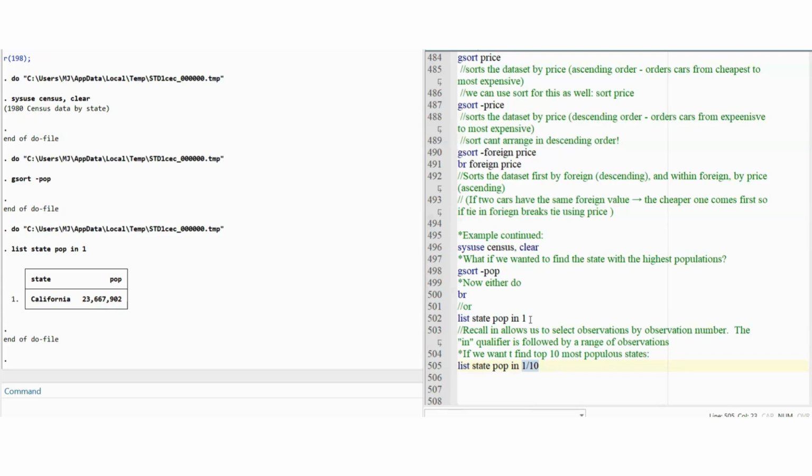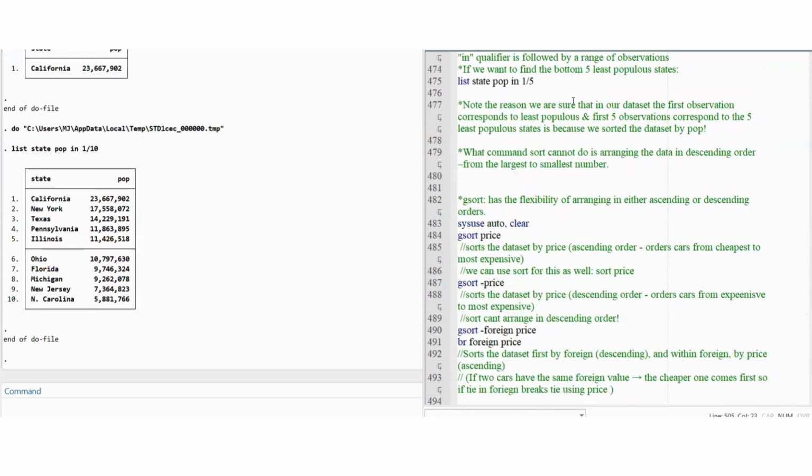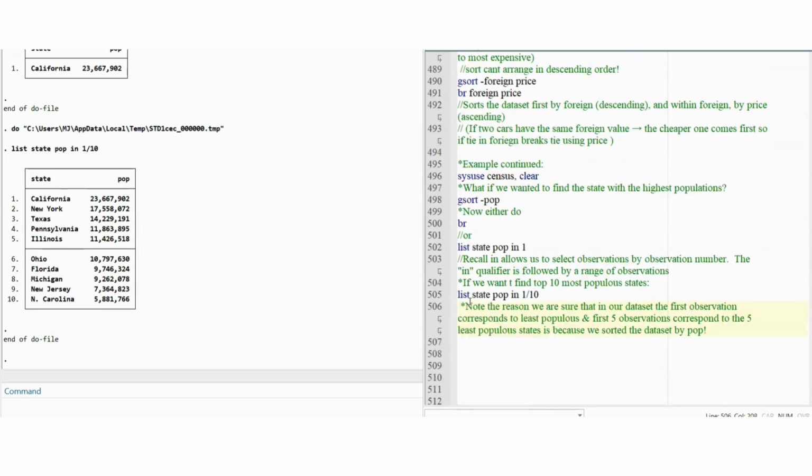When you're using in to just select one observation, you write that observation number. When you want to select a range of observations, you specify it like this: 1/10 means the first 10 observations. Now just to add a note here. The reason the first observation corresponds in this case to the most populous state, and the first 10 observations correspond to the 10 most populous states, is because we sorted the data set by population in descending order. That's the reason we know.